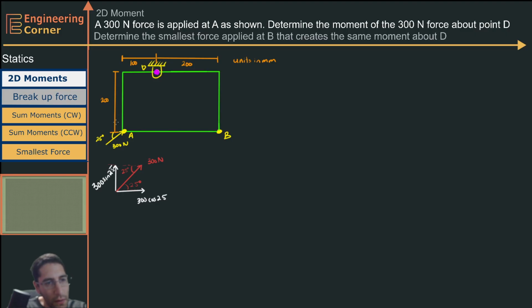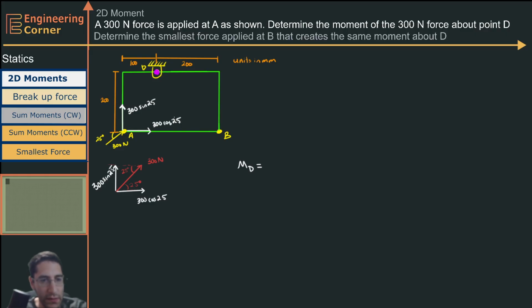Okay, so if I go to this right here and I say, all right, let's apply it at point A, we know that this will be 300 times the sine of 25. This one right here will be 300 times the cosine of 25. All right, so now let's sum our moments about point D. So the moments that we have about point D are going to be the moments of each of these forces.